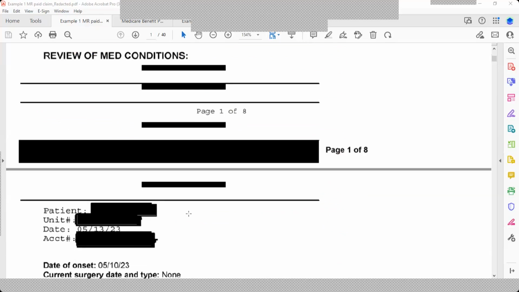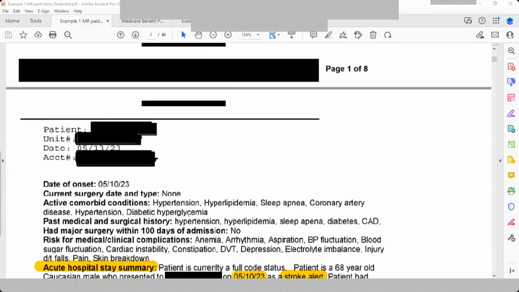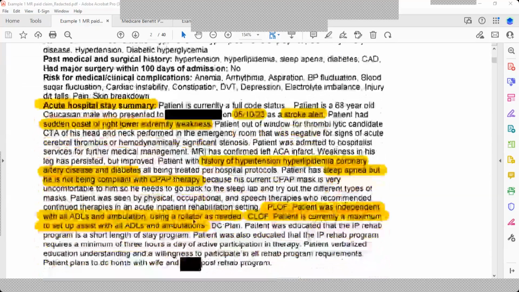The next page has the patient's acute hospital stay summary. The acute hospital stay summary mentions his comorbidities of hypertension, hyperlipidemia, coronary artery disease, and diabetes. We can see that he was admitted on 5/10/2023 after presenting with right lower extremity weakness. It also mentions that he has sleep apnea, but he is non-compliant with his therapy.